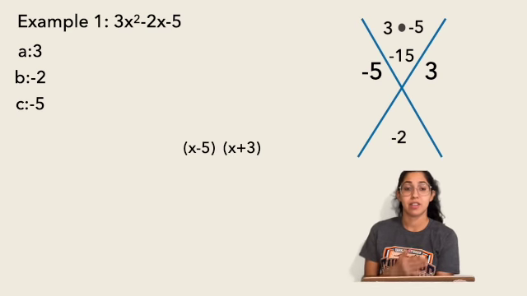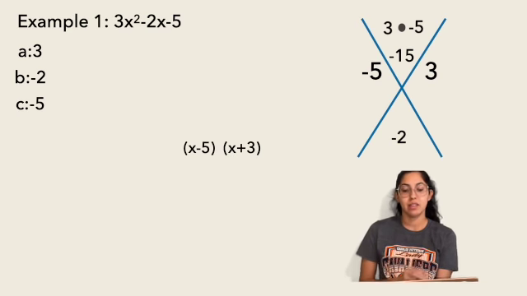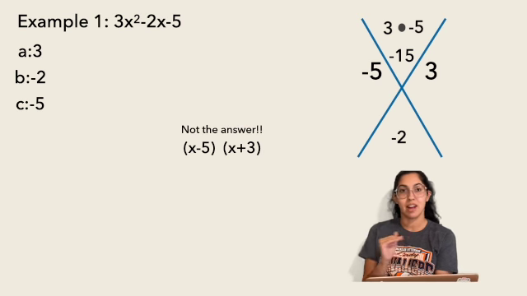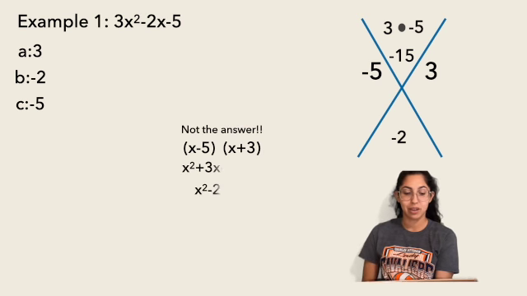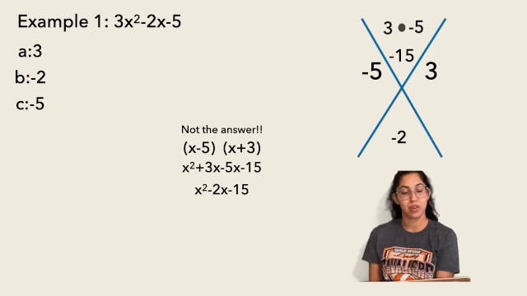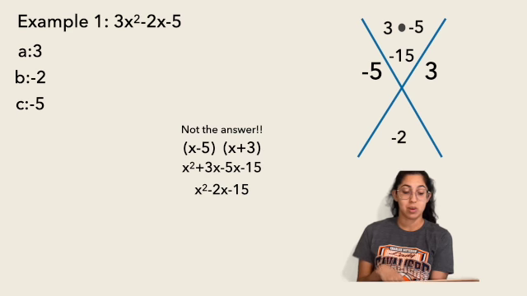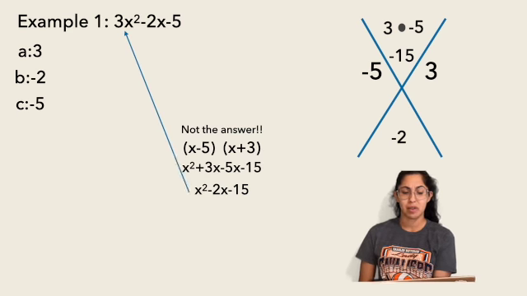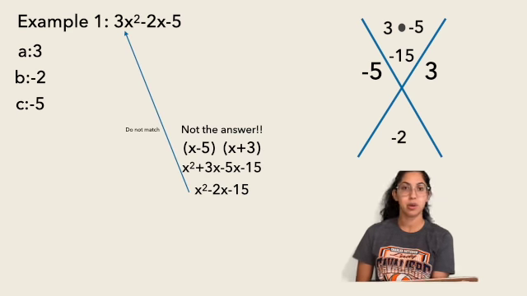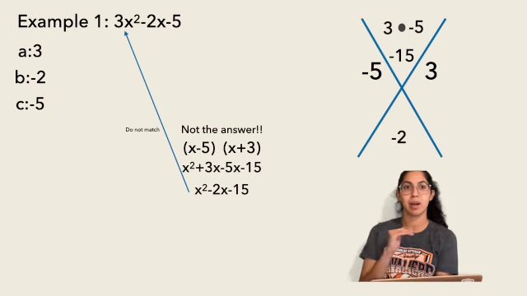And then we write our factors, x minus 5, x plus 3. This is where you are not done. This is not the answer. If I FOIL out, so x squared plus 3x minus 5x minus 15, it does simplify to give me x squared minus 2x minus 15. However, if I look, these don't match. So therefore, it's not my answer.